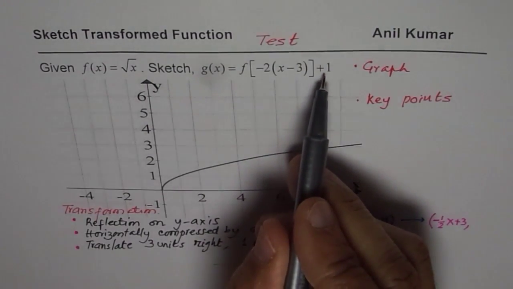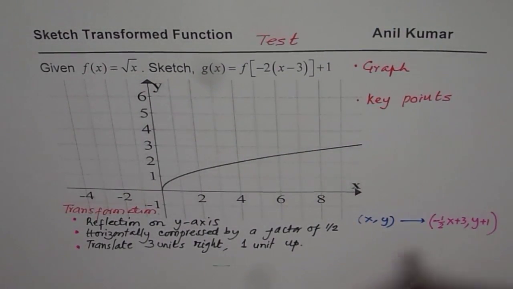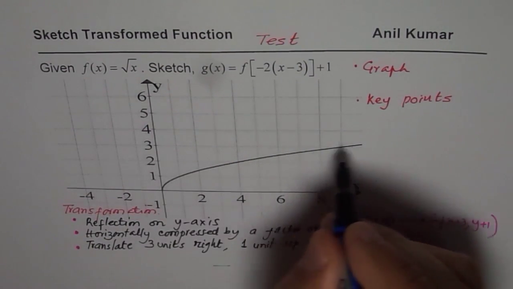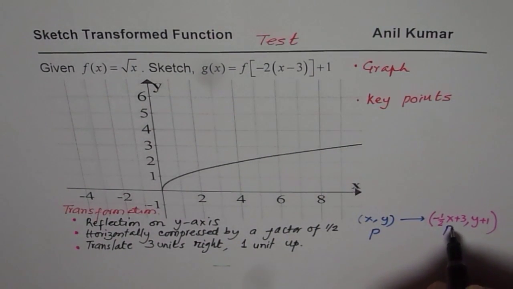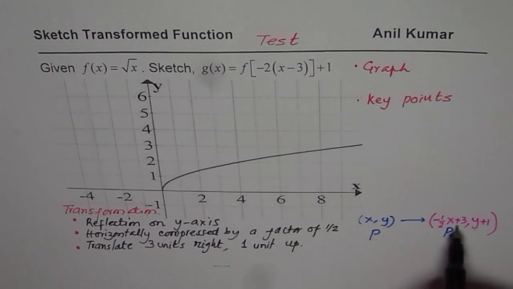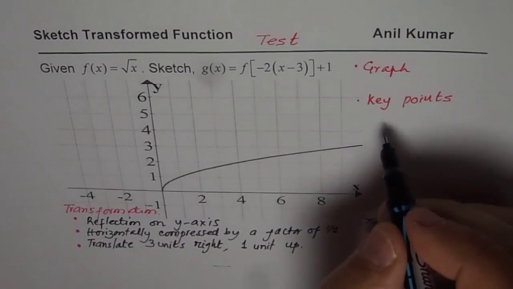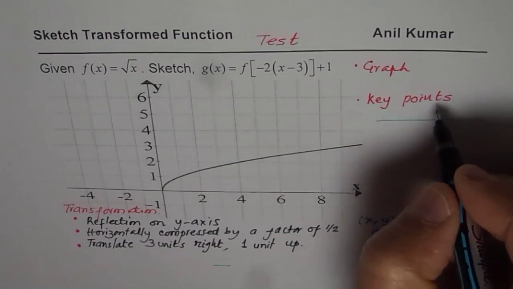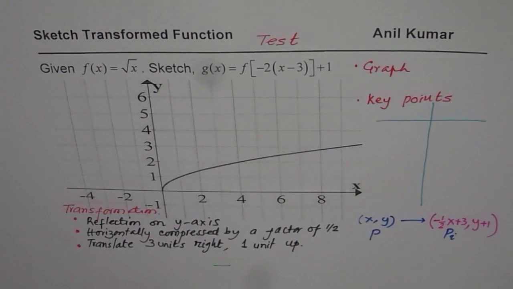The y values will have a plus 1. So we'll have y plus 1. These are the transformed points, right? So every point here, let's say if P is a point here, then the image will have those kinds of coordinates. That's the idea. That helps us to figure out the points and then sketch the graph using key points.